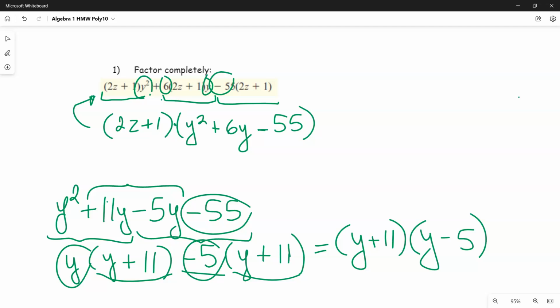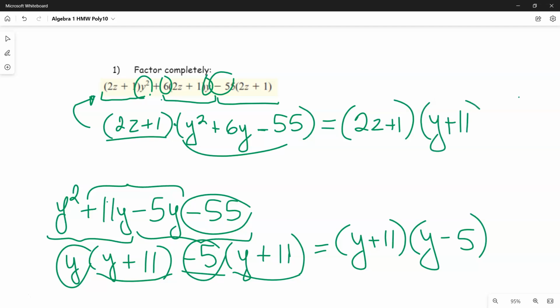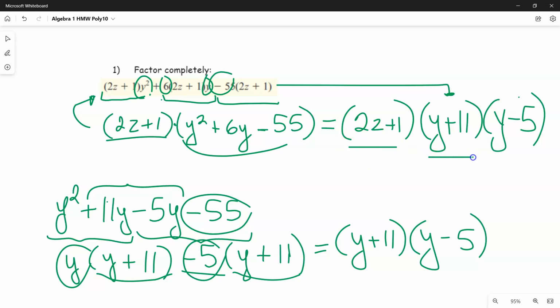So now we have the factor 2z plus 1, and we factor this trinomial as the product of two factors, y plus 11 times y minus 5. Now we have factored this polynomial completely as the product of three factors: 2z plus 1, y plus 11, and y minus 5.